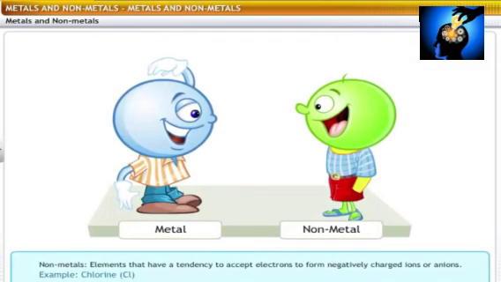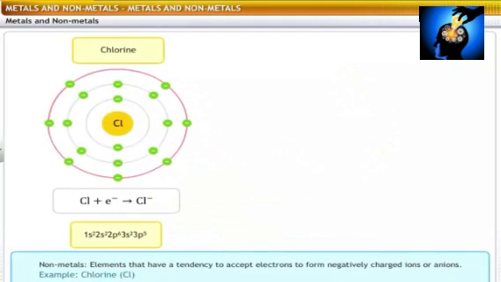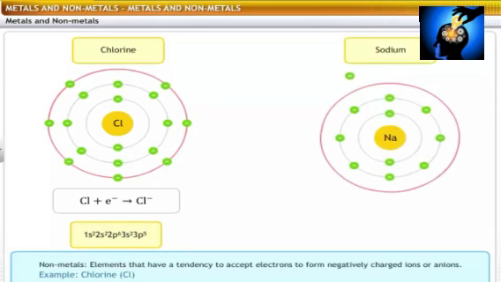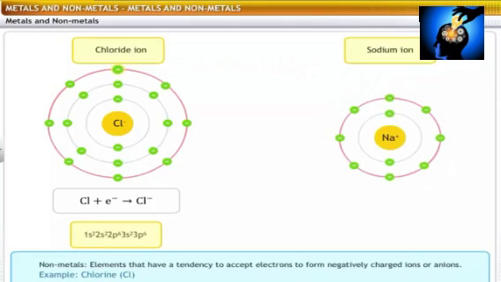Conversely, non-metals are elements that have a tendency to accept electrons to form negatively charged ions or anions. For example, chlorine has an electronic configuration of 1s2, 2s2, 2p6, 3s2, 3p5. During a chemical reaction, chlorine can accept an electron from a metal like sodium to form a chloride ion. A chloride ion has an electronic configuration of 1s2, 2s2, 2p6, 3s2, 3p6.